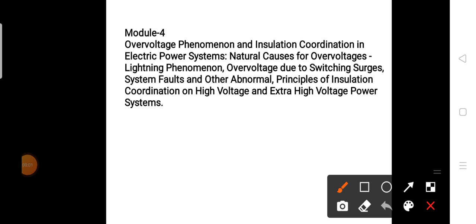Today we'll be seeing the next module, which is module 4, the overvoltage phenomena and insulation coordination in electric power systems. Here I'll be reviewing the natural causes for overvoltages, what exactly is the lightning phenomena, and how lightning takes place. Also we'll be studying the overvoltage due to switching surges, system faults and other abnormal conditions. What are the principles of insulation coordination on HV and EHV power systems?